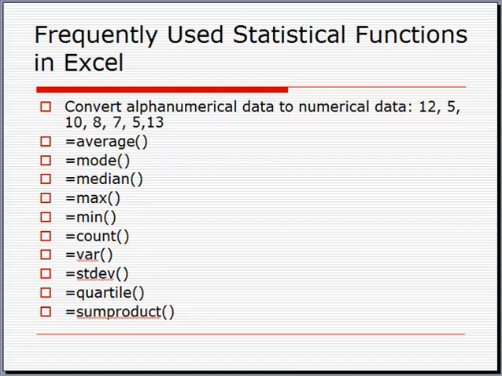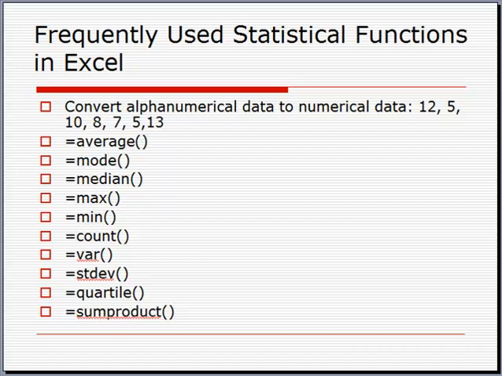Now, this podcast is to record frequently used statistical functions in Excel. Excel has many built-in statistical functions that can be used in elementary statistics. The first function we use is AVERAGE. Average is a function to find out the mean of data.